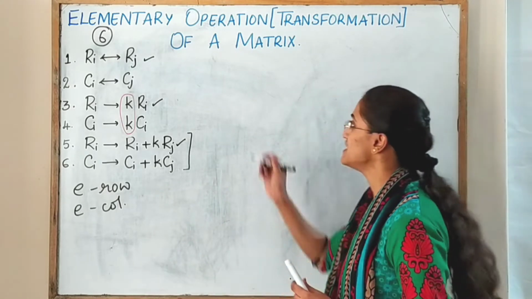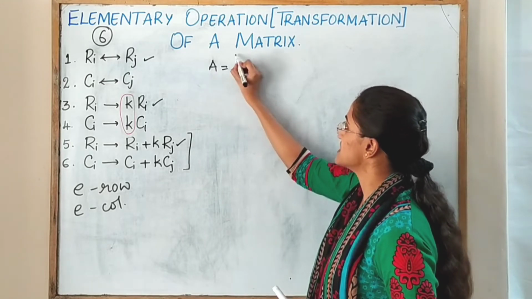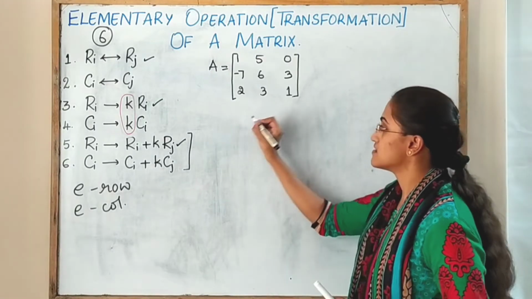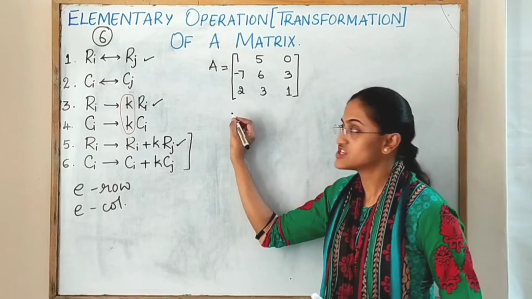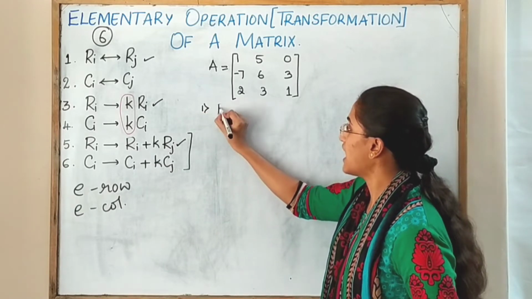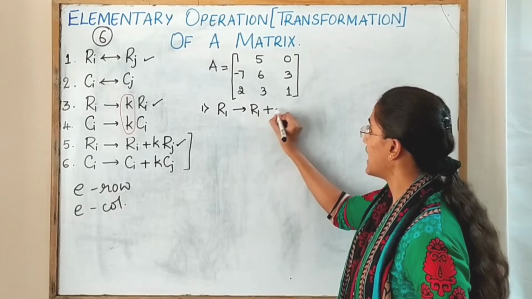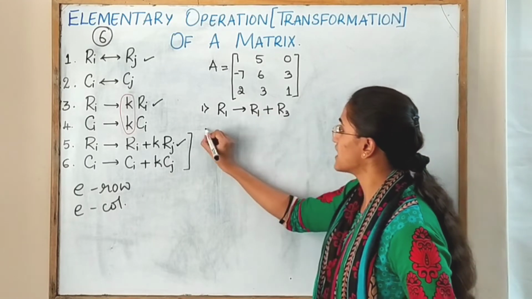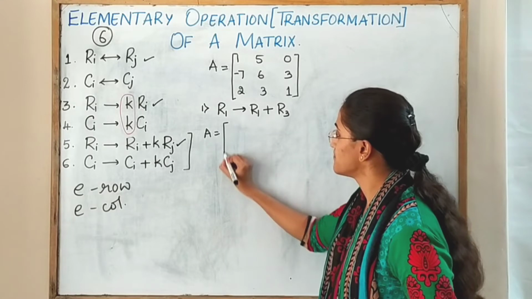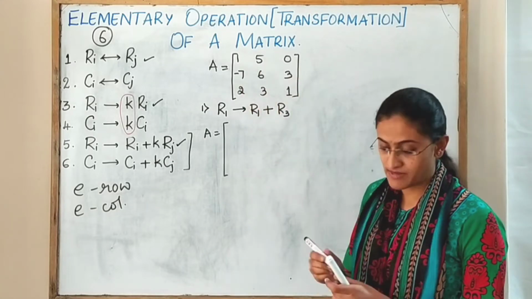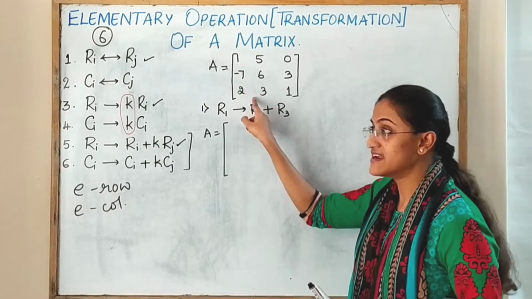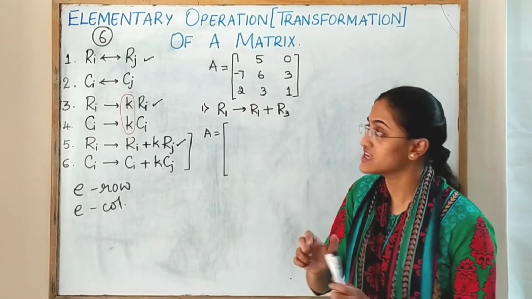For example, if I'm taking a matrix, now I wish to change R1 as I'm adding R1 and R3. Then our new matrix will be, the first row will be changing, the second and the third row remain unchanged.